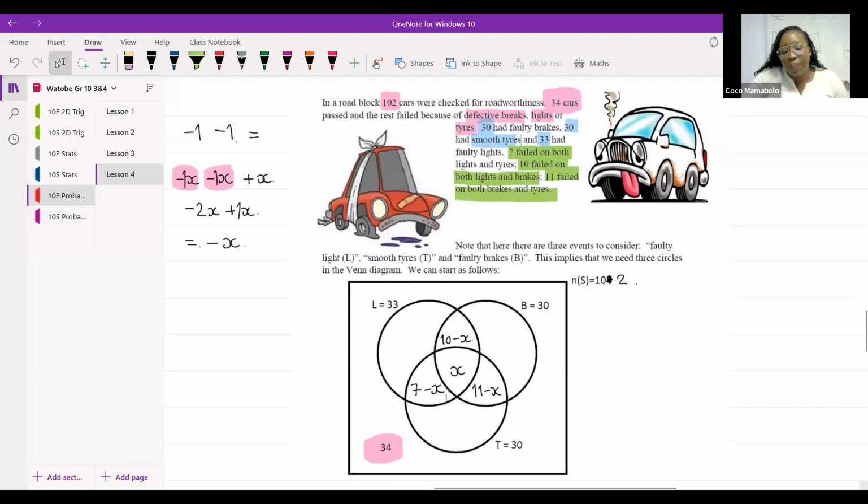Give me a thumbs up if everybody understands why we're doing it this way. Is everybody with me? Good, okay. Correct. Somebody says to me, we're calling it X because they haven't told us how many cars failed all 3 tests. Correct. Yes, and Caitlin says, do we add all the values together to get the answer for X? Yes, we are about to get into that.